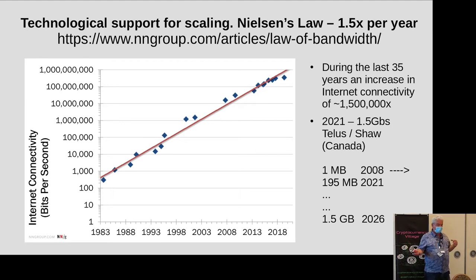So if you look at it in terms of, say, the block size of one megabyte for Bitcoin, we would have very interesting numbers. If you took 1 megabyte in 2008, when Bitcoin was conceived, and extrapolate that to today, the equivalent in bandwidth is about 195 megabytes. Let me just think for a minute what this means. I'm talking about technological scale.